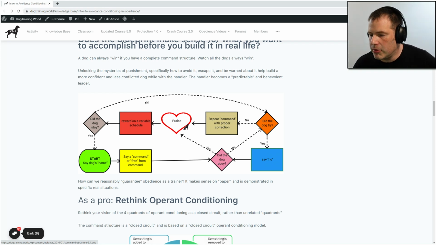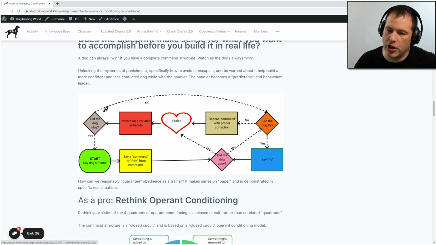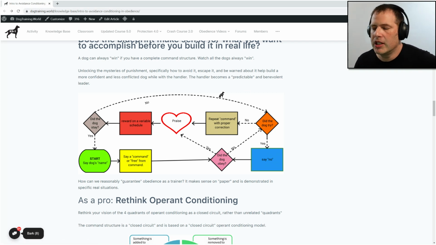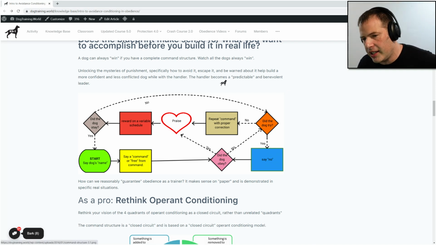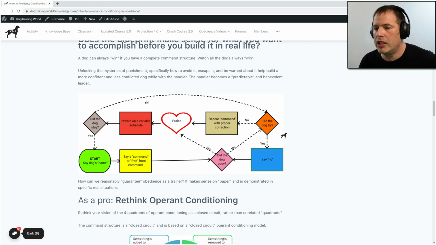All right. Punishment is used for corrections, which nudge the dog back on track to winning. It just gets the dog back to winning. The dog always gets to the end when you're using a correct command structure. If you've done your homework up to this point, I don't have to talk about all the pieces over here.